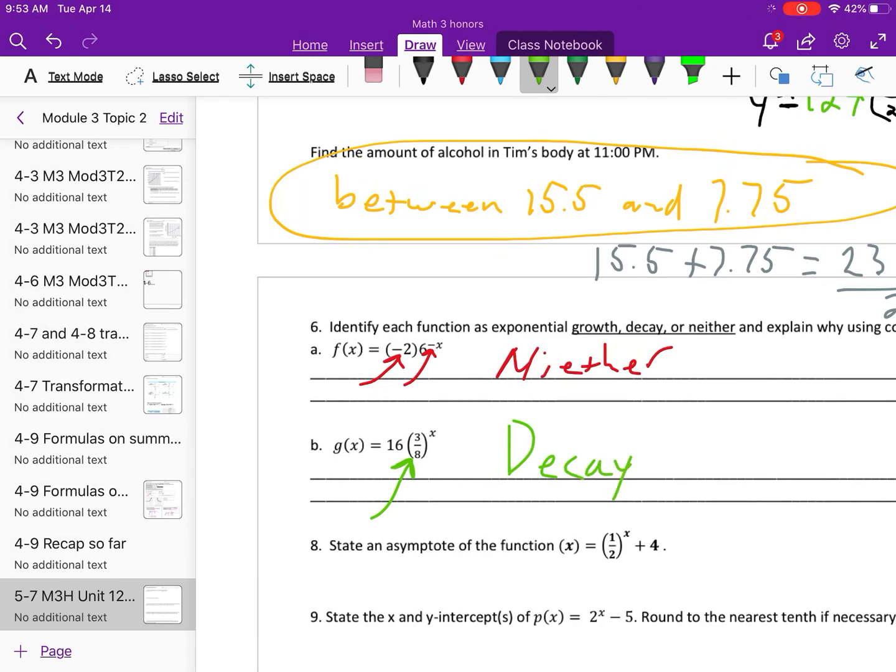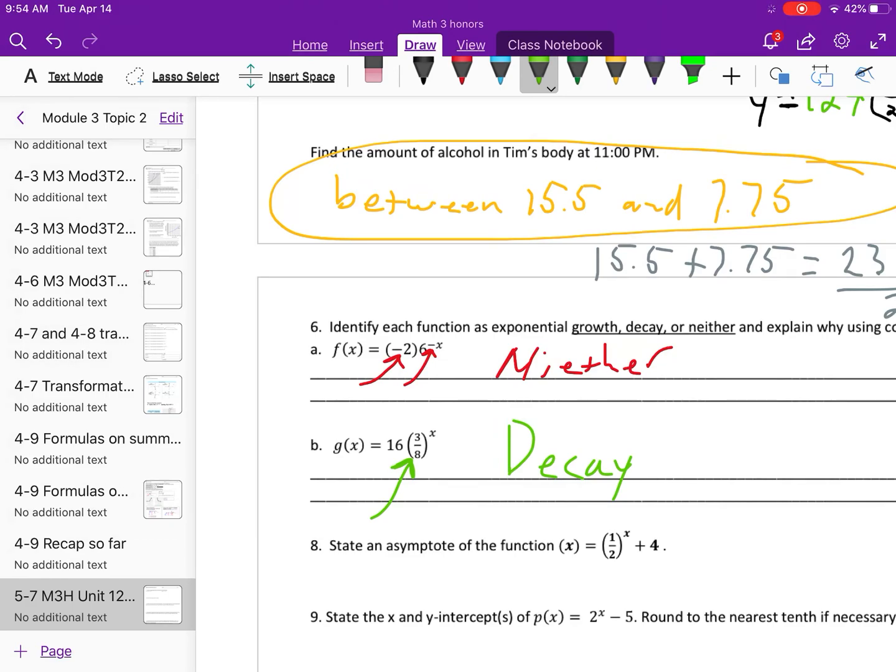If that was a whole number, then it would be a growth, and then I would have to worry about if there's negatives. Negatives will tell me decay or growth. But if it's a fraction, so 3/8 is a fraction less than 1, I know it's decay. And if it's a number greater than 1, even if it's 1.5, it's still an increase, it's still a growth. So when I say a fraction, I mean a number less than 1 and greater than 0.